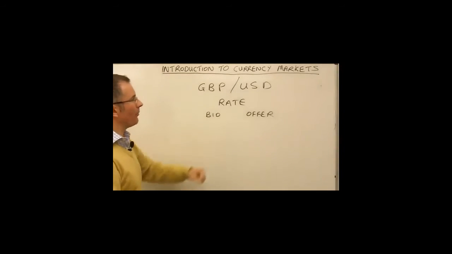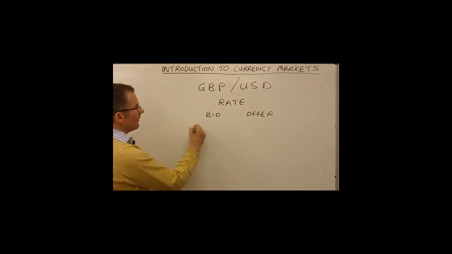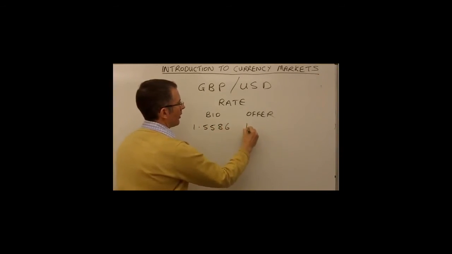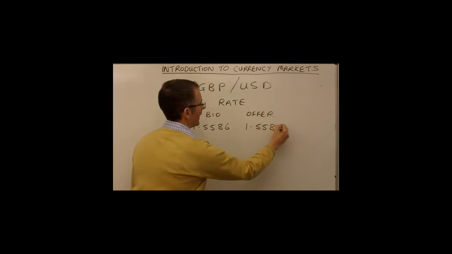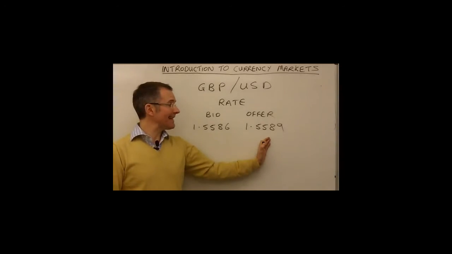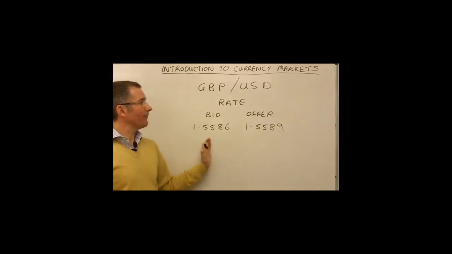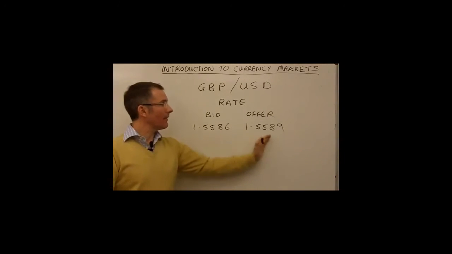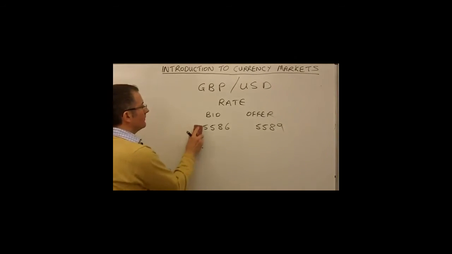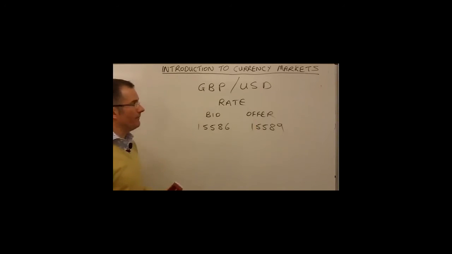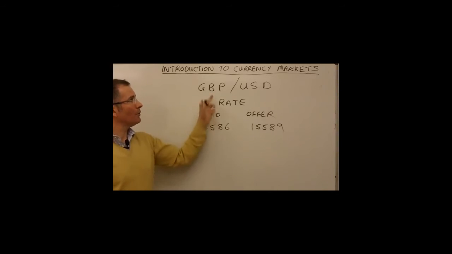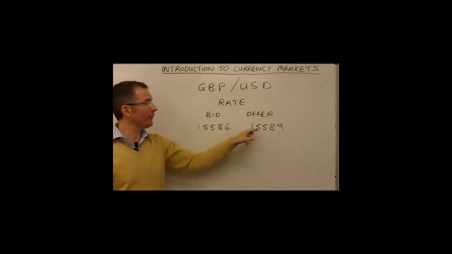So let's put a rate in. For example, maybe we've got a bid rate of 1.5586 and an offer rate of 1.5589. Now, on a screen, it won't necessarily say that this is a dollar rate. It may just appear like that. It may even appear like that. But everybody knows that this is a currency quote. Once you know you're dealing with this pair, you know that these are dollar amounts.